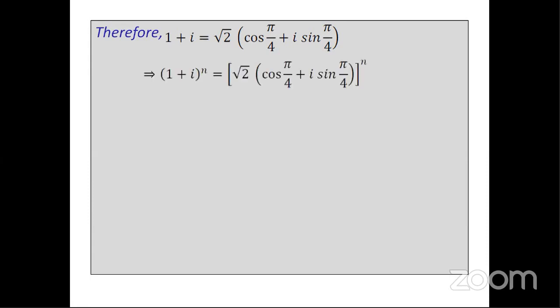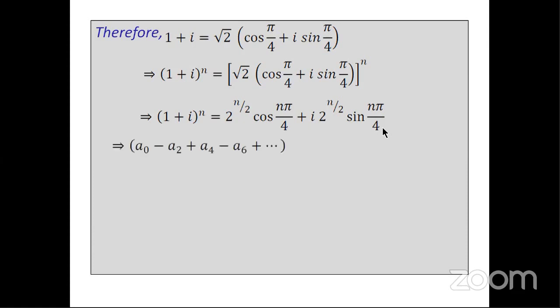Then what is that we have? We have (1 + i)^n. That means I should take power n on both sides for this given statement. Then (1 + i)^n = (root 2)^n, that means root 2 is 2 power half, whole power n, which is 2^(n/2) into cis n pi by 4. When you are expanding, you will get 2^(n/2) cos n pi by 4 + i into 2^(n/2) sin n pi by 4.